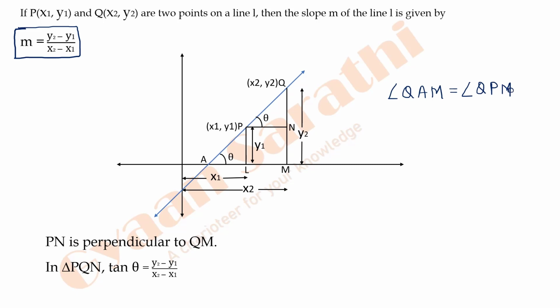Sorry, this is QPN. Okay, now we see QM is equal to y2, and PL, as you can see in the figure, is equal to y1. So again, this part is x2, as you can see in the figure.